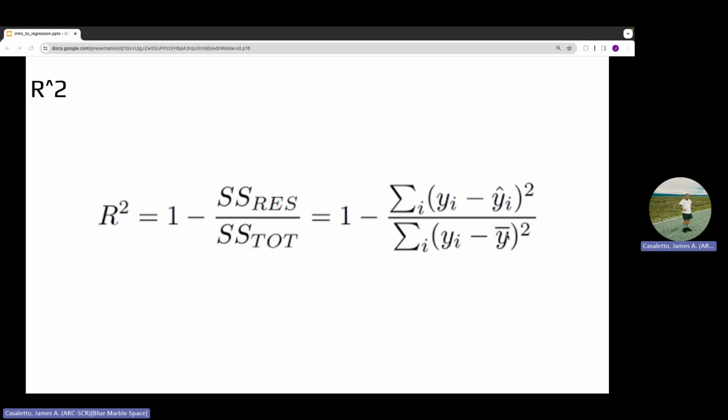The formula for R squared is given in the slide as 1 minus the ratio of the sum of the squares of the residuals to the total sum of squares. The latter term ranges between 0 and 1, so the difference 1 minus that term ranges between 0 and 1 as well. The closer to 1, the better the fit. The closer to 0, the worse the fit.